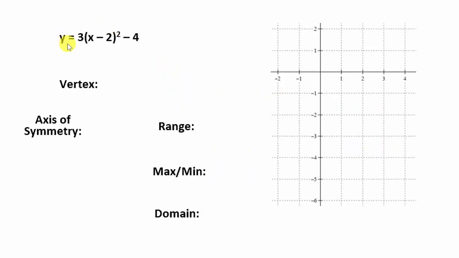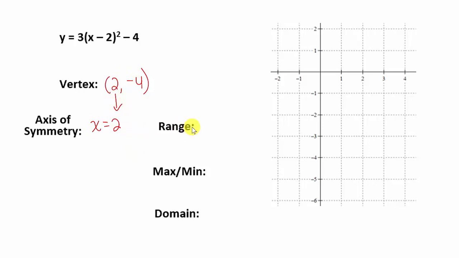I have already written this in completed square form for you, and so all we need to do is identify the vertex. Remember, the vertex is going to be this value, but it's not going to be the -2, it's going to be positive 2. And then -4. This sign stays the same. Once we know this, we can answer all of the other questions. So we have x equals 2 as our axis of symmetry.